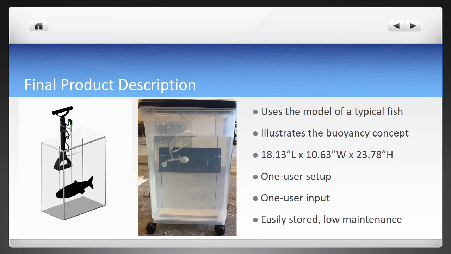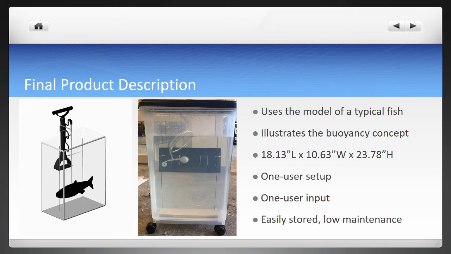The prototype of the final product displays the model of a typical fish. The setup will allow the consumer to understand how buoyancy force is related to a fish's bladder, which is common for younger age curriculums, and it even demonstrates actions that are hard for humans to see up close.